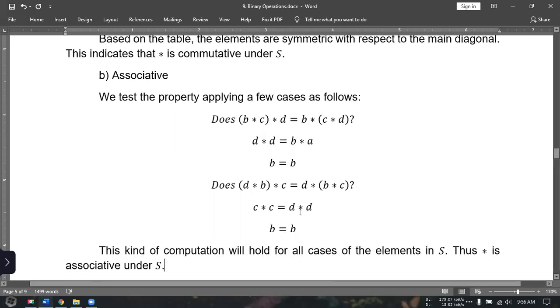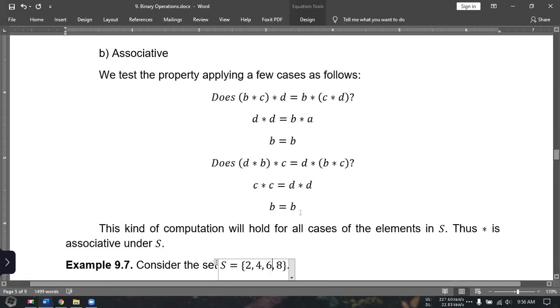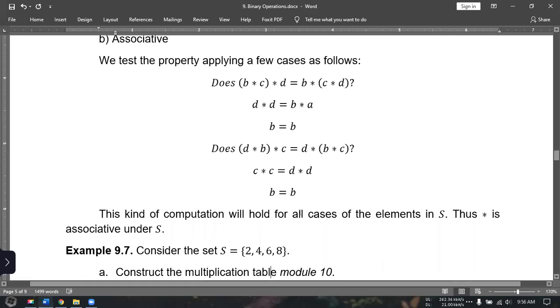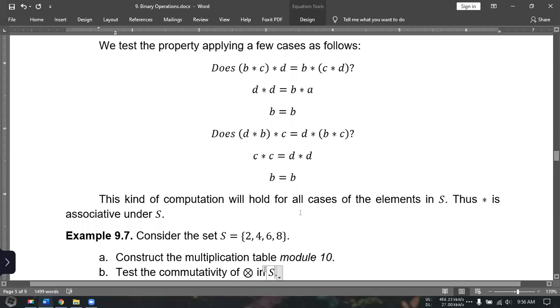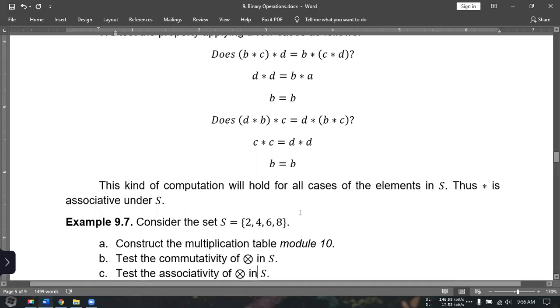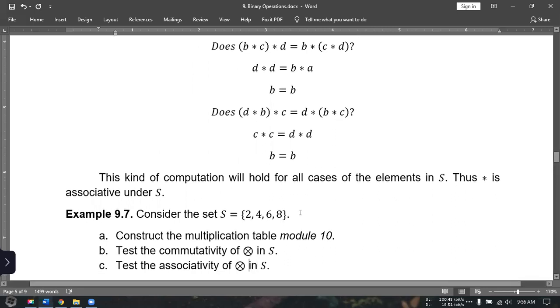Any question? If none, then let me proceed to the next. Consider the set S whose elements are 2, 4, 6, and 8. Our task is to construct the multiplication table under modulo 10 and then test the commutativity of multiplication in the set S and test the associativity of multiplication in set S.